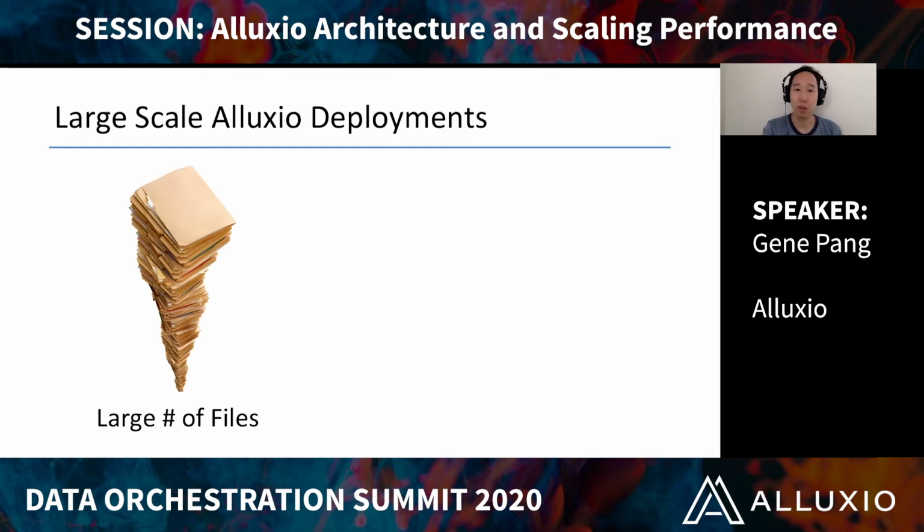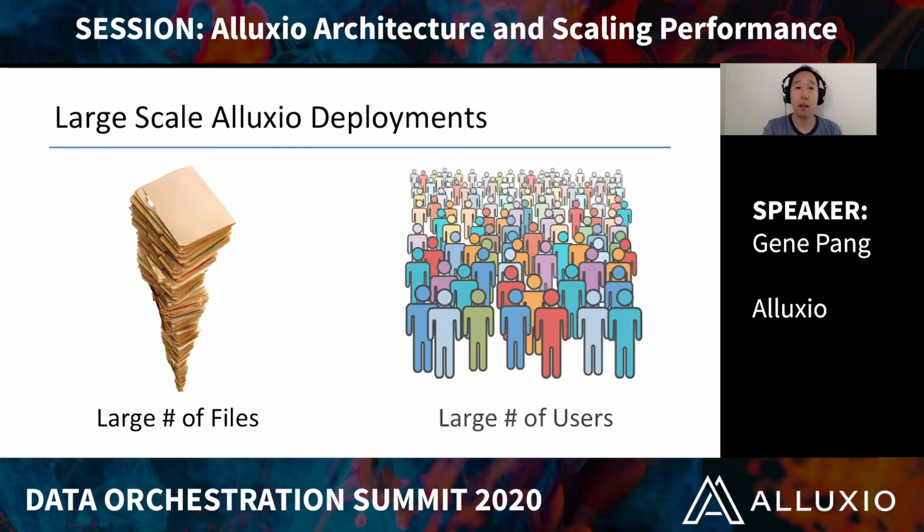Alluxio and data orchestration. Another difference is that there just might be a large number of users. And these users might all access Alluxio at the same time or similar times, all concurrently. So this is another set of challenges that arise when Alluxio is deployed at large scale.